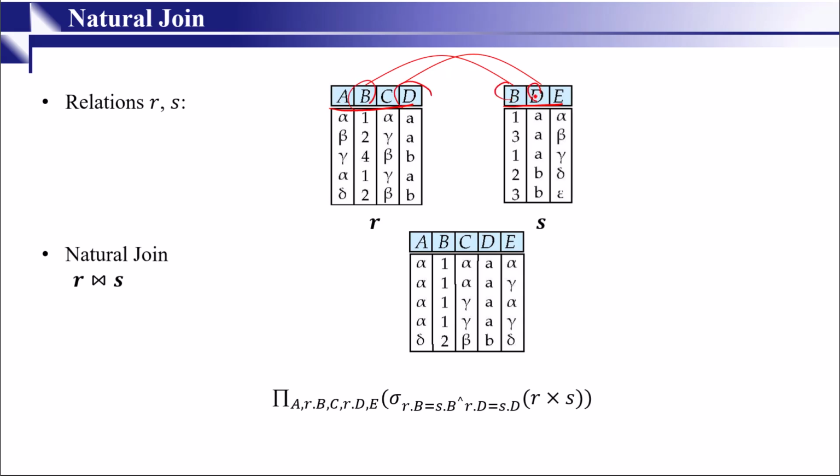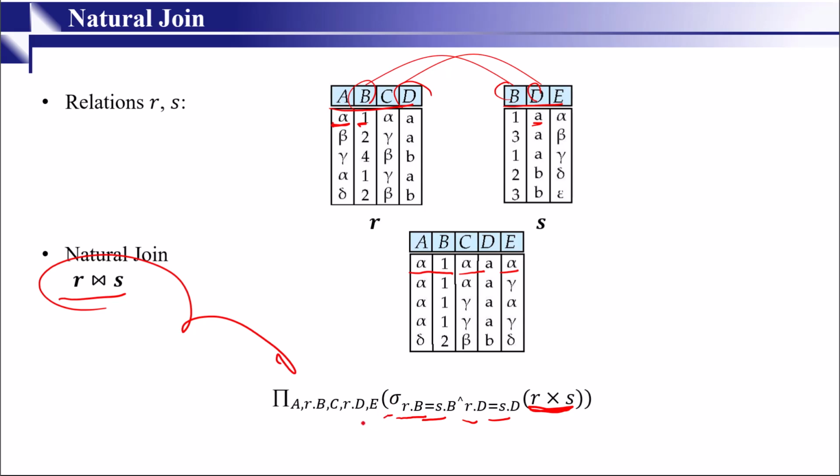These B and D are the same. Then we say R bow tie S, or natural join S, right? In here, this operator matches tuples where B and D are equal. For this natural join, first we do the Cartesian product, then whenever R.B and S.B are the same and also R.D and S.D are the same, we will take out the selection.